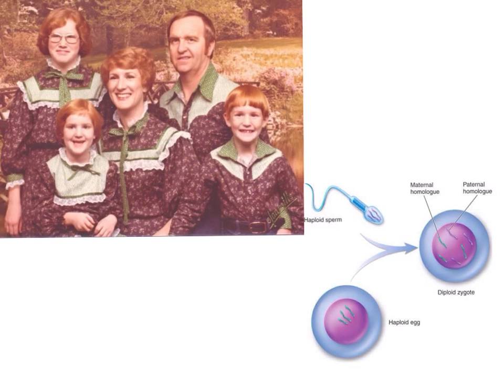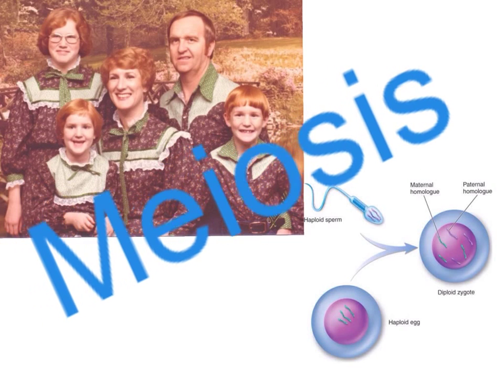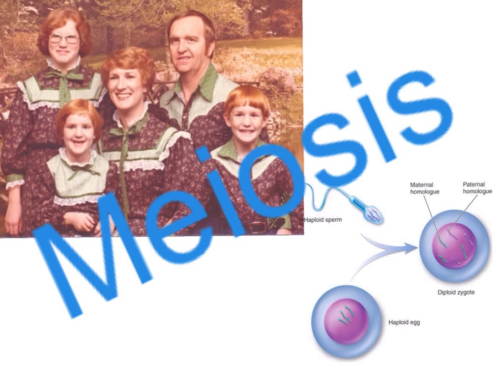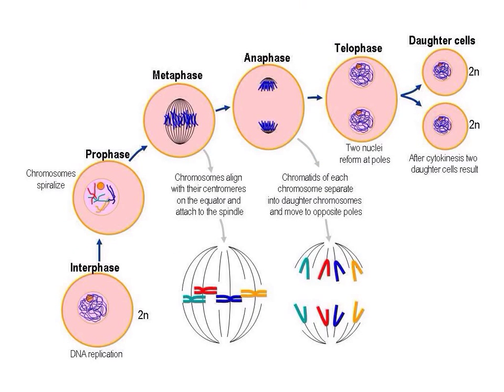Now, we've talked about mitosis and how we create cells that are identical to one another, but this is a little bit different because we can't use mitosis to make cells that only have half the number of chromosomes. Enter meiosis. So meiosis is the process of forming these sex cells or gametes that have half the number of chromosomes. So we're going to look at that process in this video.